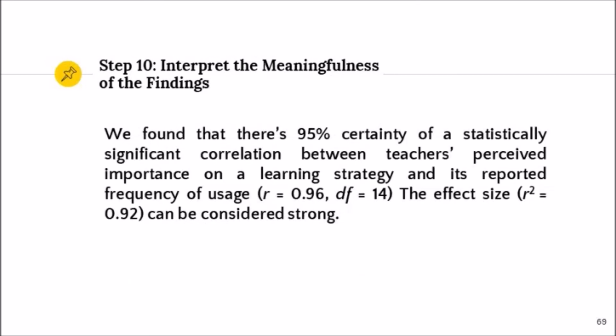And to summarize the statistical logic for this problem, we found that there's a 95% certainty of a statistically significant correlation between teachers' perceived importance of a learning strategy and its reported frequency of usage, with the value of R 0.96, degree of freedom equal to 14, thus the effect size, or R squared, is equal to 0.92, which can be considered strong.